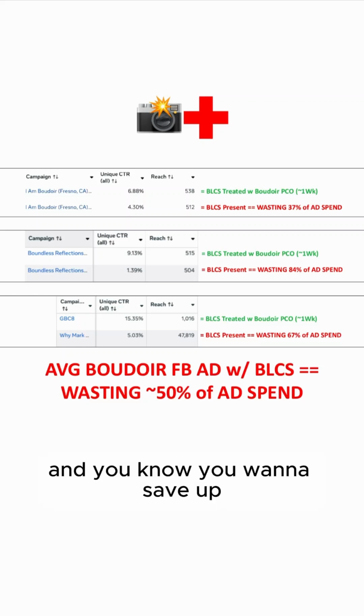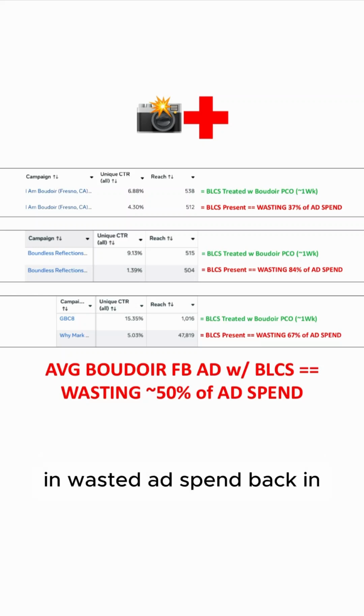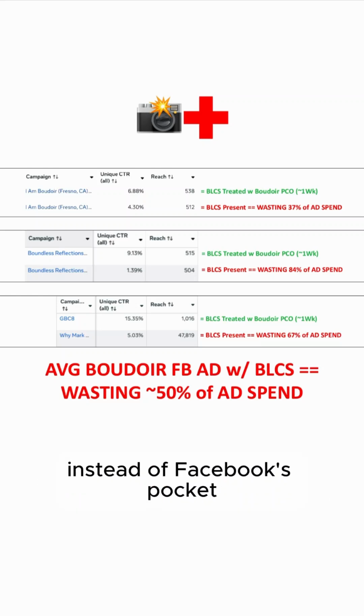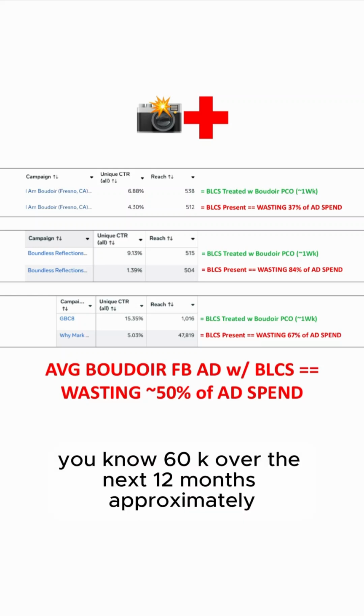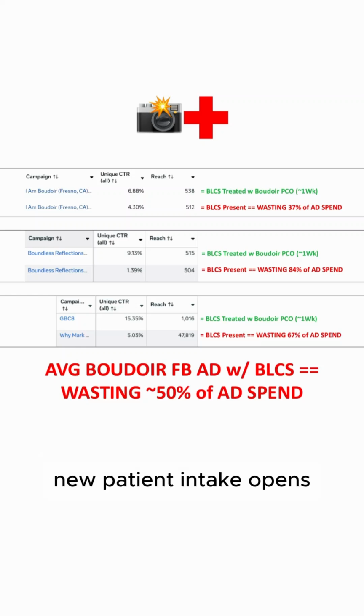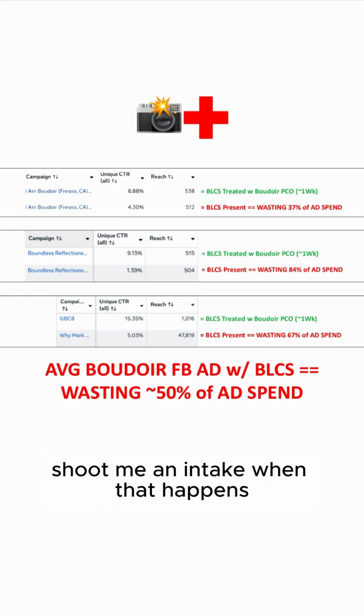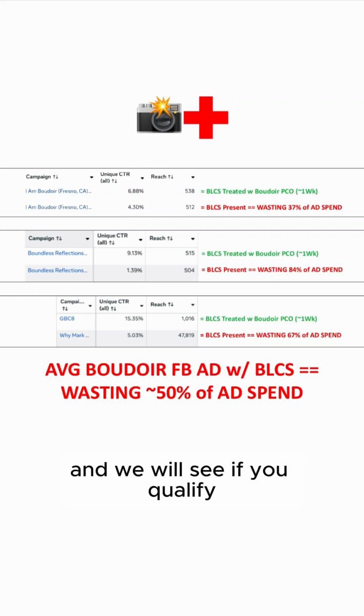and you want to eliminate approximately 5K a month in wasted ad spend, put that back in your pocket instead of Facebook's pocket, where it's being wasted. 60K over the next 12 months approximately. Then shoot me a DM when my new patient intake opens. My DMs are closed right now. No new patient intake right now. But shoot me an intake when that happens, and we will see if you qualify.